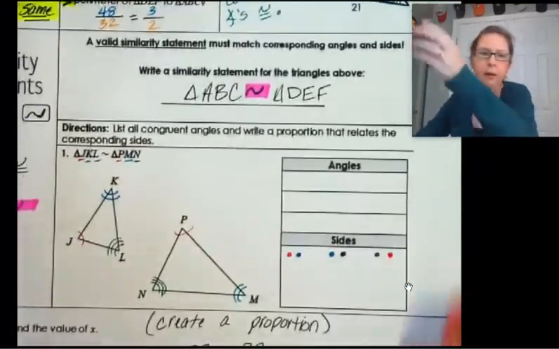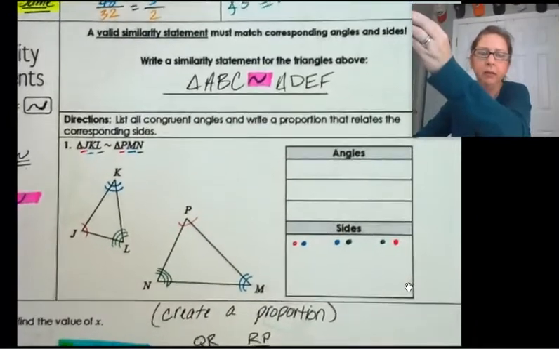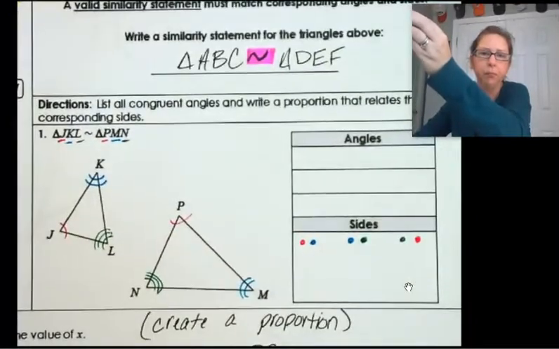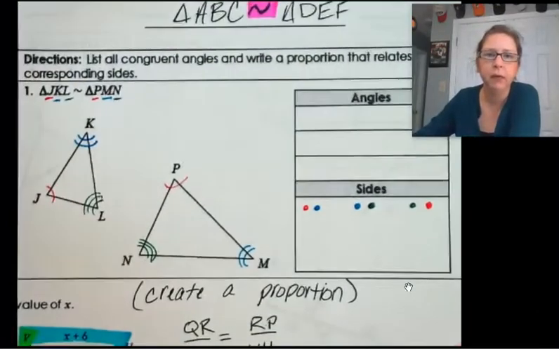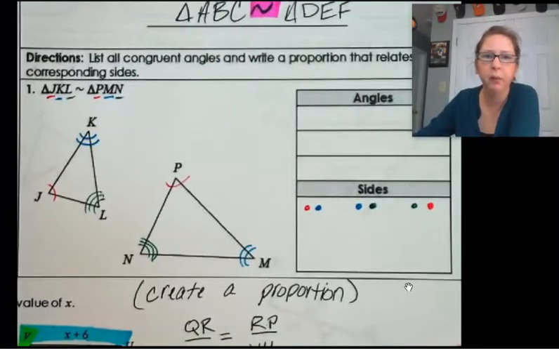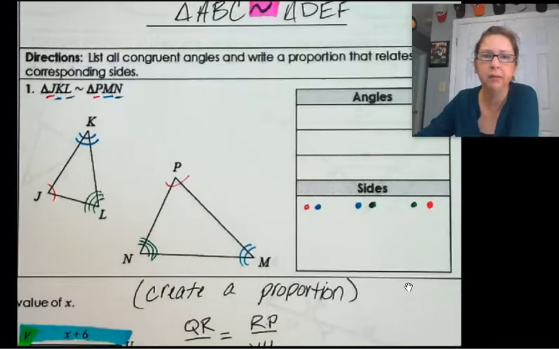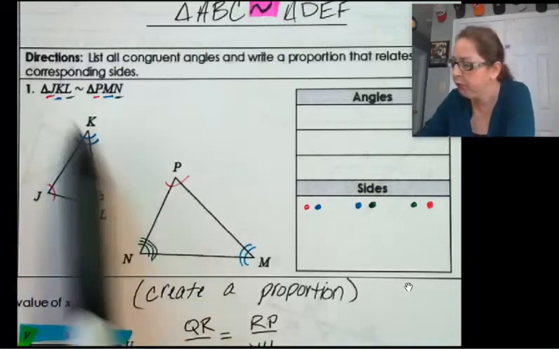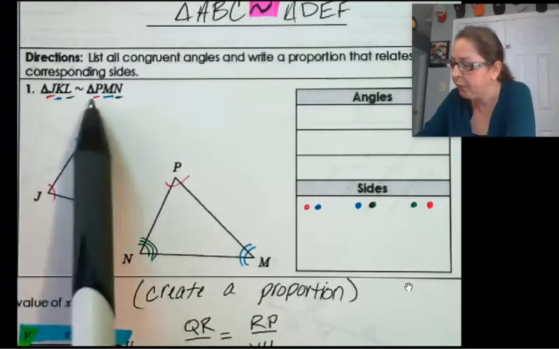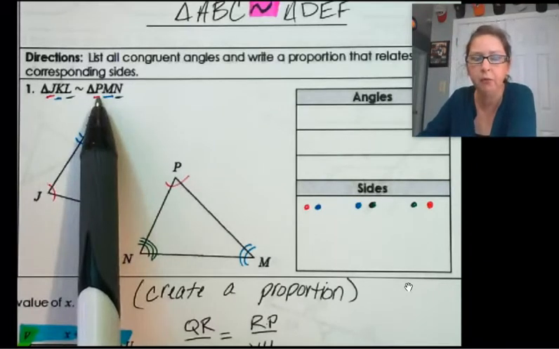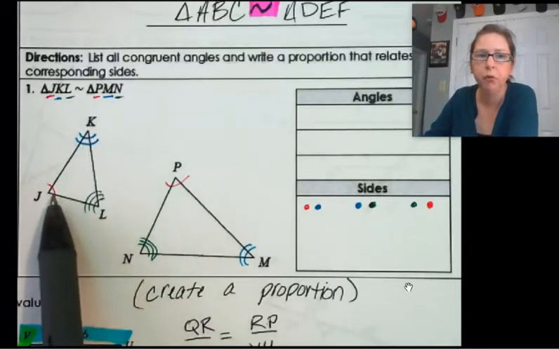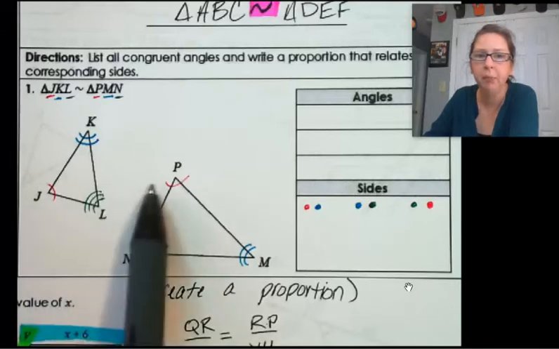And so I'm now going to give you a different set of triangles. I want you to list all the congruent angles and write a proportion that relates the corresponding sides. So what I've gone ahead and done is I color coded. The first letter in each statement, those are the two angles that they're saying line up to one another. So J is red and P is red.